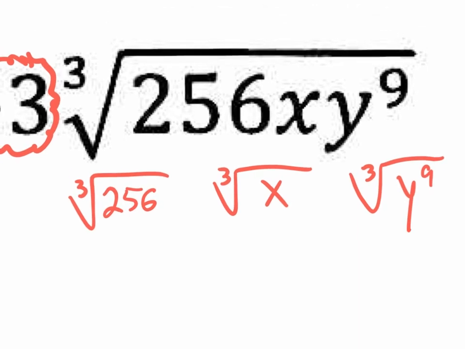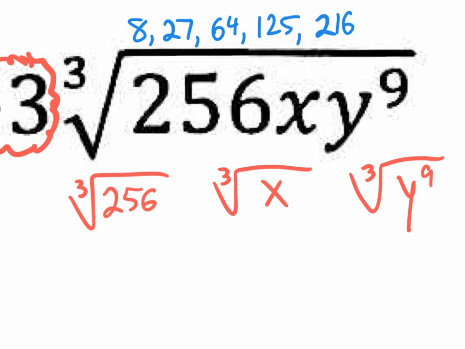I'm not sure. I'm going to make a perfect cube number list, all right? 2 times 2 times 2 is 8. 3 times 3 times 3 is 27. 4 times 4 times 4 is 64. 5 times 5 times 5 is 125. 6 times 6 times 6 is 216. So we need to rewrite this number as one of these numbers, but being multiplied with something else.